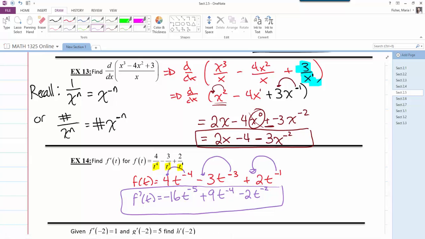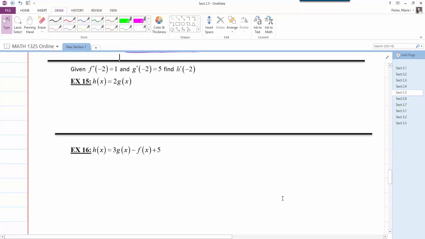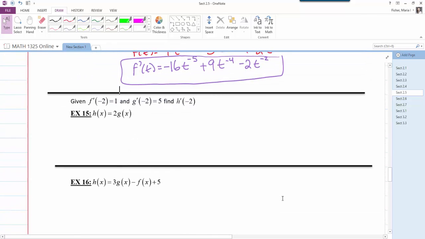So now what we're going to do is look at different applications of this, and then we'll look at finding the equation of a tangent line. So let's look at what the directions are asking for numbers 15 and 16. Numbers 15 and 16 say, given that f prime of negative 2 is equal to 1 and g prime of negative 2 is equal to 5, find h prime of negative 2. And this is just us using our properties.